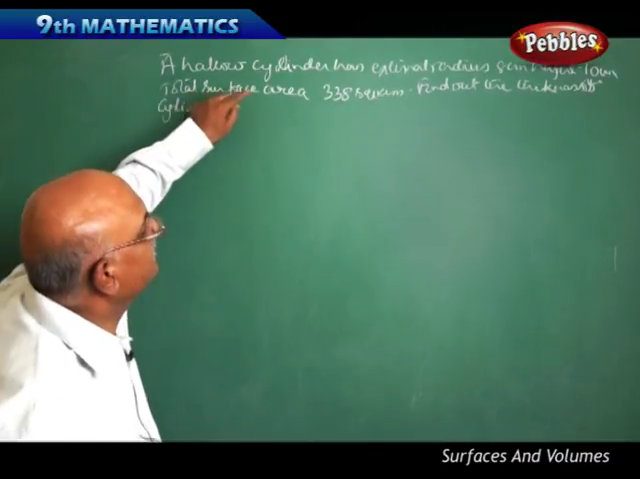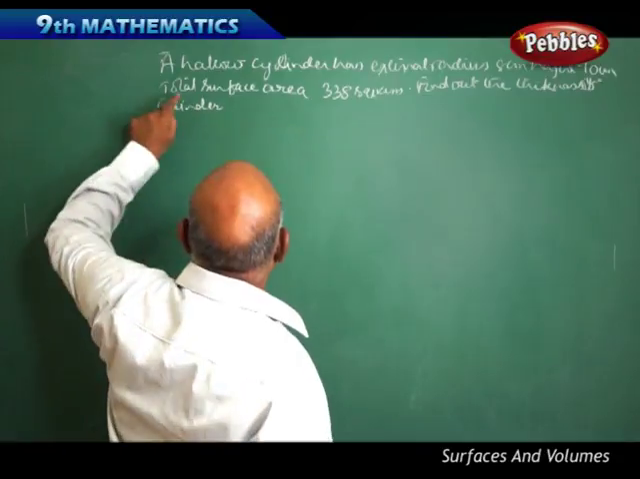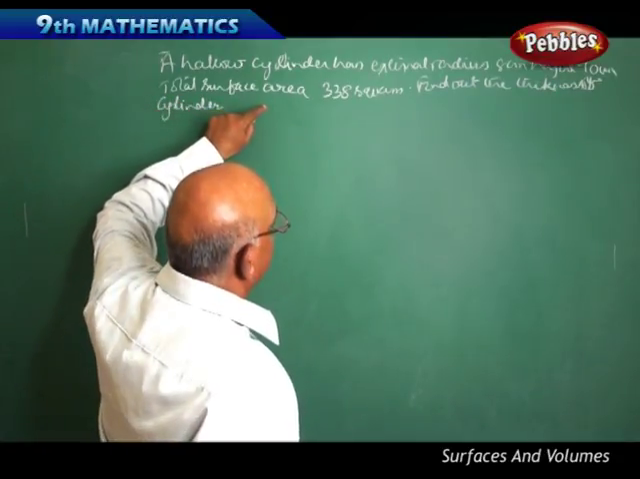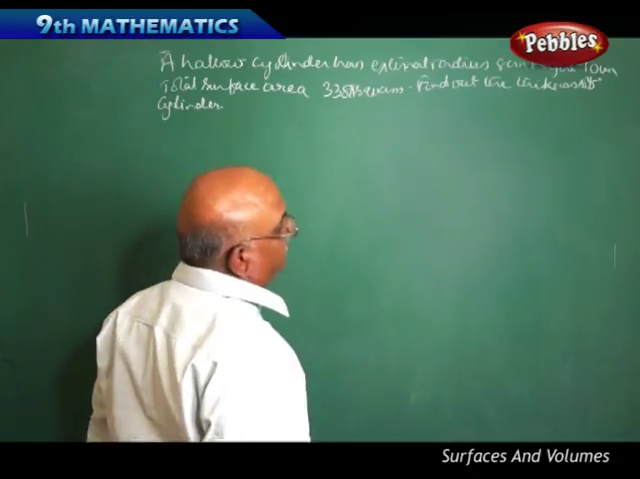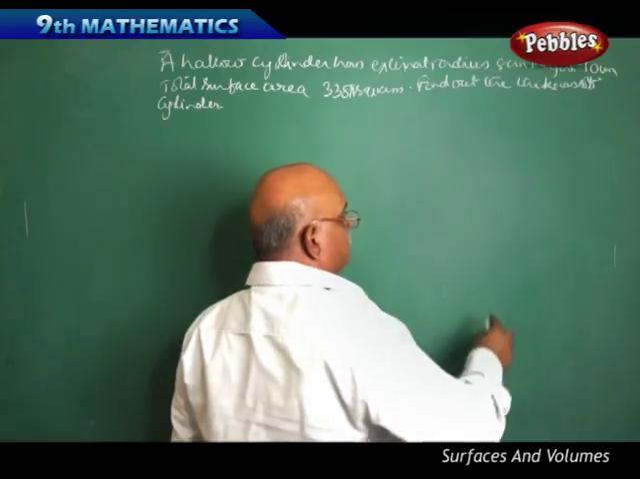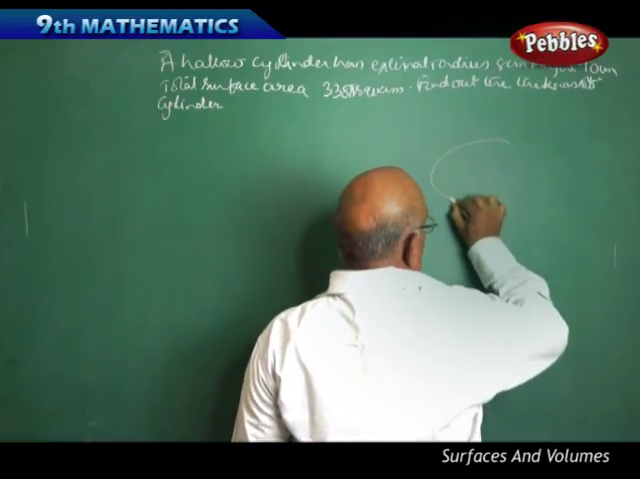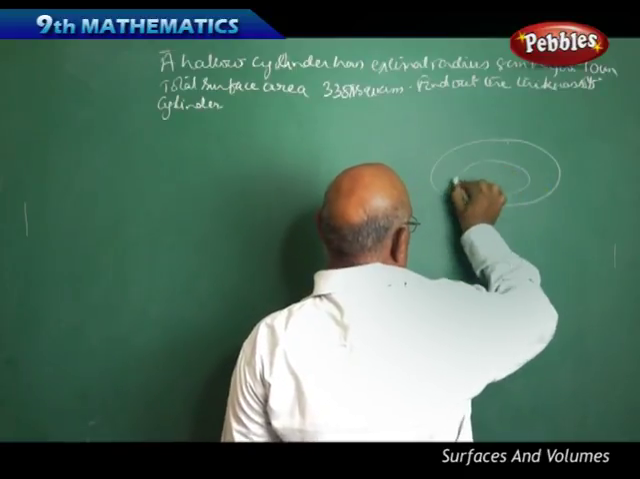A hollow cylinder has an external radius 8 centimeters, height 10 centimeters. The total surface area is 338 pi square centimeters. Find out the thickness of the cylinder. That implies there are two cylinders: one is outside, the other is going to be inside.